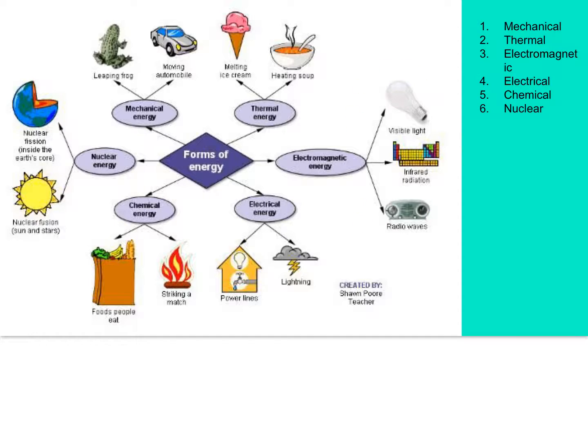We're going to get to this later when we cover waves with thermal energy in the next unit. We also have electrical energy, and that's lightning and power lines, so anything with electricity. We have chemical energy, so we can get that from food or striking a match or any chemical reaction. And then nuclear energy, which is anything involving the nucleus of an atom.